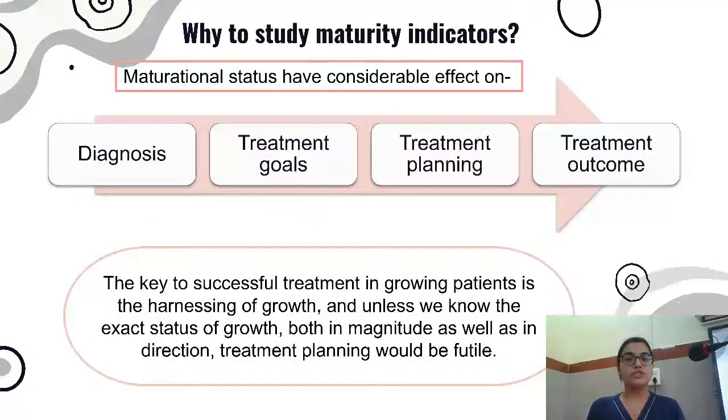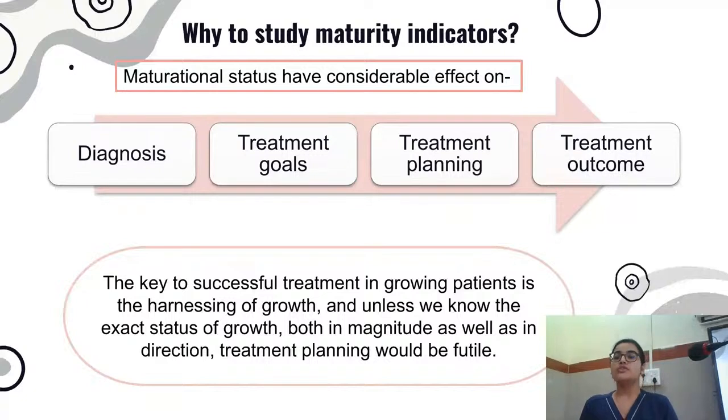Treatment in growing patients is about harnessing growth, and unless we know the exact status of growth, both in magnitude as well as in direction, treatment will be futile. The maturational status of a patient has a considerable effect on the diagnosis of malocclusion. Treatment planning also changes based upon the maturational status of a child, and the treatment outcome also gets altered. So it is important for us to study the skeletal maturity indicators.